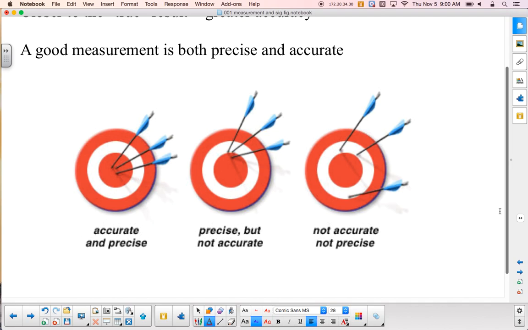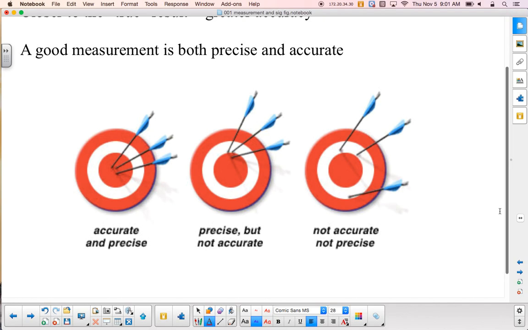A person who shoots arrows that's both accurate and precise will hit the bullseye, which is the part that they want to hit, over and over and over again. They're accurate in the sense that they are correct, and precise in the sense that they are reproducible. A person who fires their arrows and they land in the same place every time but not necessarily in the bullseye are precise but not necessarily accurate.